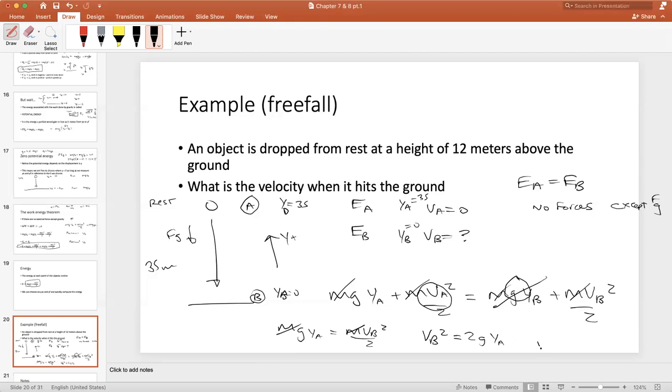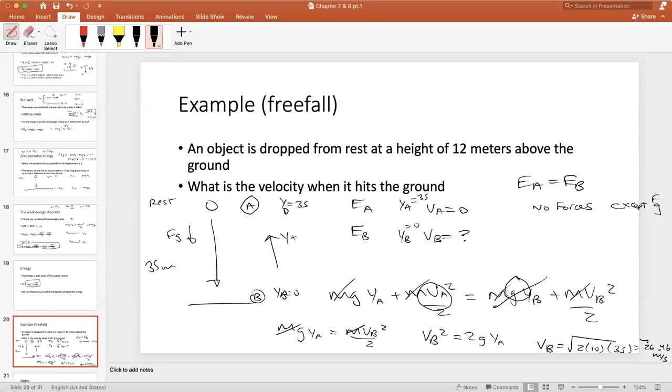And that means if I take the square root, VB is equal to the square root of 2GYA. Let's use 10 for G. And YA is 35. This is the square root of 700. 2 times 35 is 70 times 10. This is 26.5. 26.46 if you want to be a little bit more careful. Okay, downward. I know it's downward because it's dropping, right? So negative if you care.